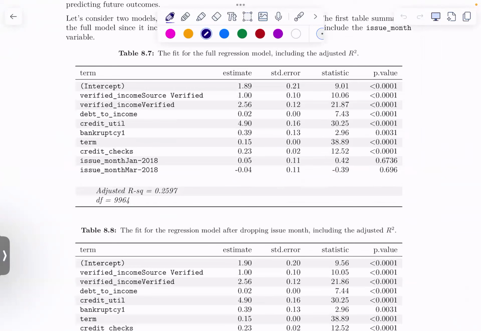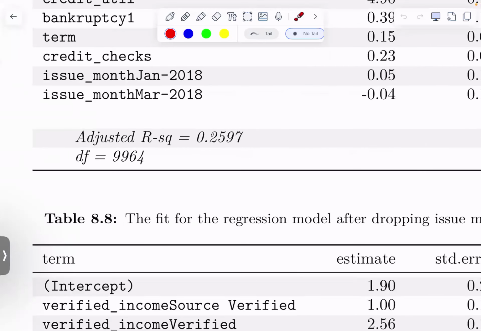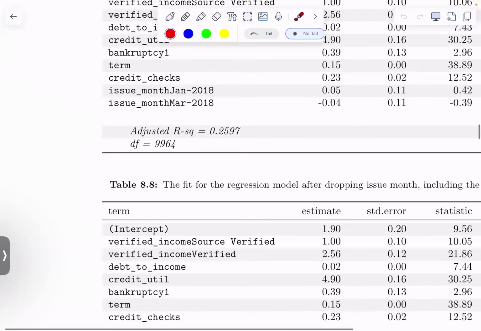So here we have the full model, and we're told the adjusted R-squared is 0.2597. But remember, that 0.2597 is being penalized for having so many variables in there. That's why it's possible to get a higher adjusted R-squared by removing one of those things. The R-squared is always going to increase the more things you incorporate, so that's why we use the adjusted R-squared.